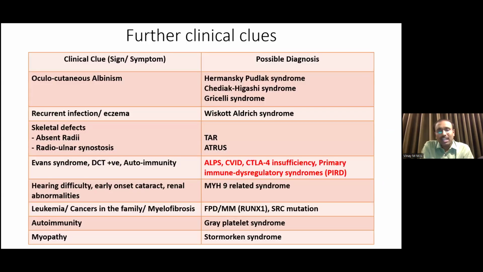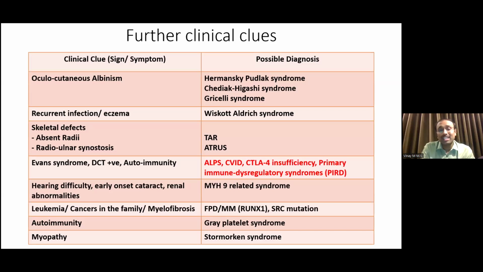So what are the further clinical clues that we may have to look for? Oculocutaneous albinism may present with HLH, in three syndromes: Hermansky-Pudlak, Chediak-Higashi, and Griscelli. Recurrent infection and eczema suggest Wiskott-Aldrich syndrome, where we have to look for microplatelets. Skeletal defects have their own syndromes.